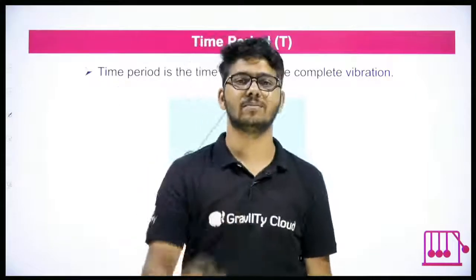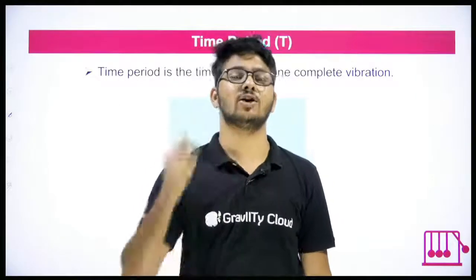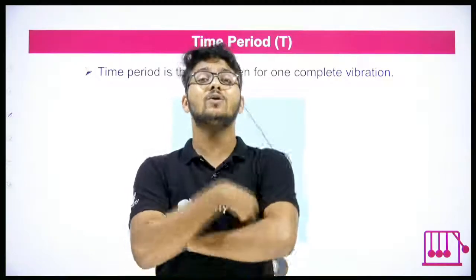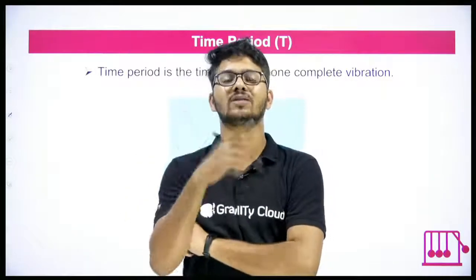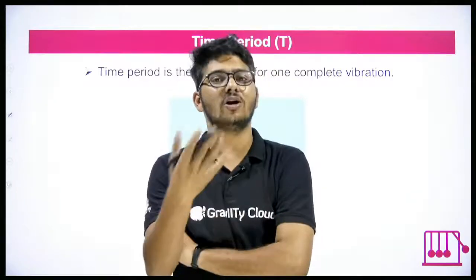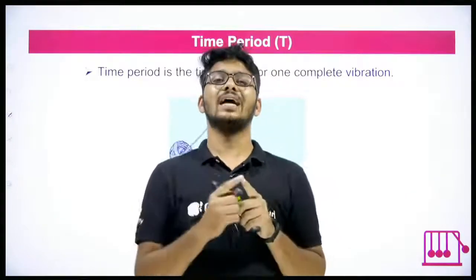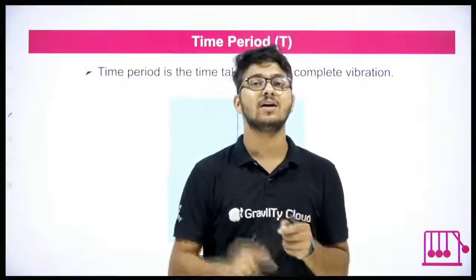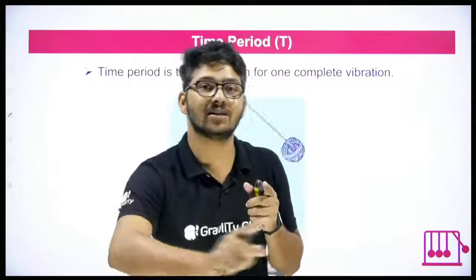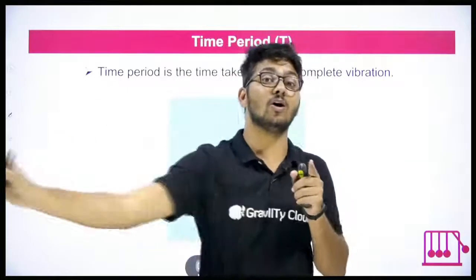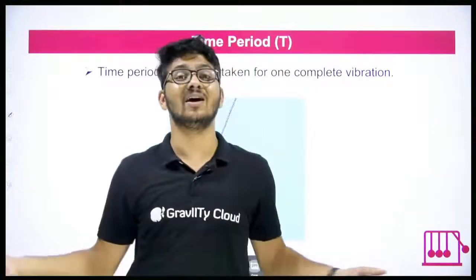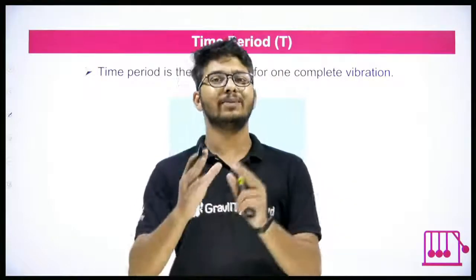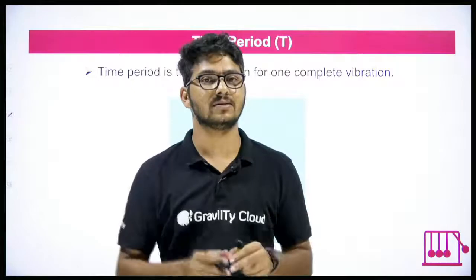I'll give a simple example. Time period of rotation of Earth. How much is that? How much time does Earth take to complete one rotation about its axis? How much? 24 hours. What is the time period of revolution of Earth around the Sun? How much time does the Earth take to complete one full orbit around the Sun? How much time? 1 year. Yes or no?